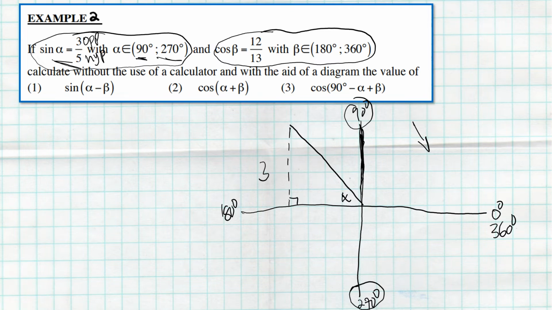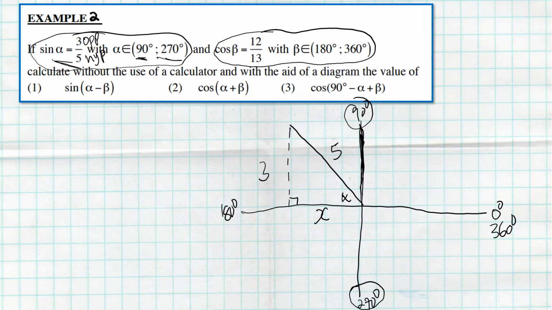Because it's on the positive y-axis. What is our hypotenuse? Our hypotenuse is 5, and our hypotenuse is always positive. So it will be 5. So here we really need to determine x, right? Okay, we'll do it. Let's just draw the second triangle.